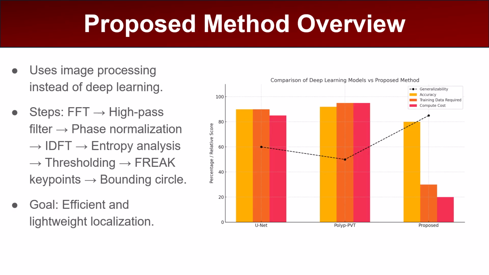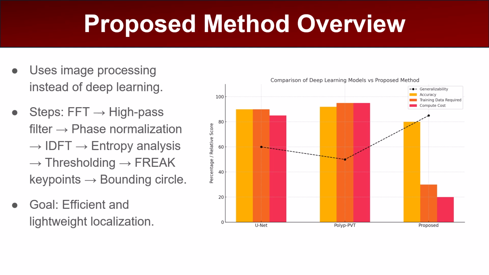To address the challenges with deep learning models, this paper introduces a completely different approach, one that relies on traditional image processing rather than neural networks. As outlined on the left, the method begins with a fast Fourier transform and high-pass filtering to enhance object edges. Then phase normalization helps suppress repetitive background patterns. This is followed by inverse FFT, entropy analysis to find information-rich regions, and Otsu thresholding to segment the target. Next, key points are detected and enclosed using a convex hull, which is finally wrapped in a bounding circle, giving us a focused region of interest.